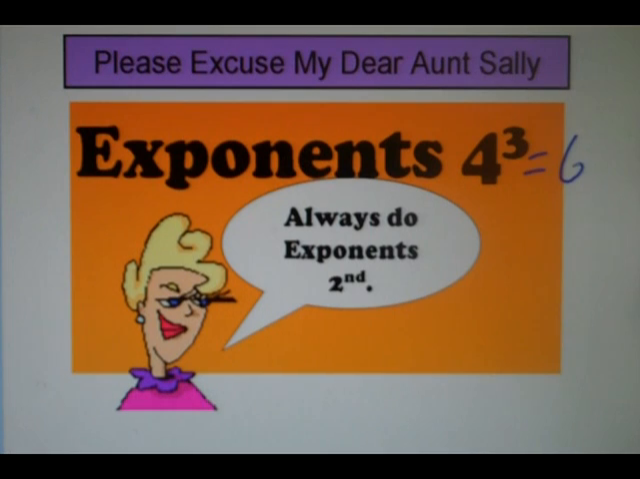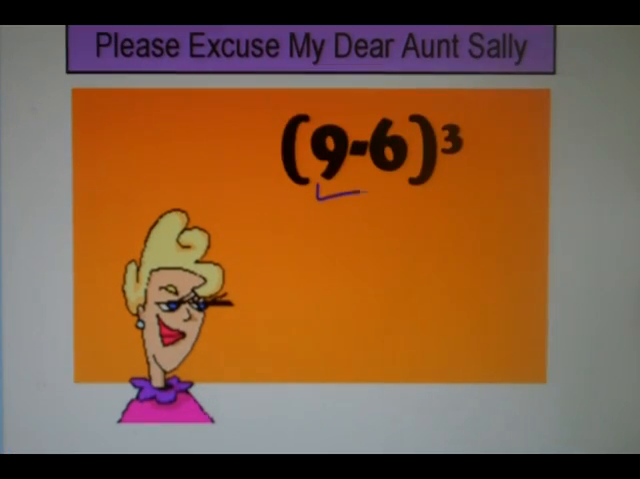After parentheses, we do our exponents. What do we do first in this problem? Well, first, inside of our parentheses, we have 9 minus 6. 9 minus 6 is 3. 3 cubed will give us 27.